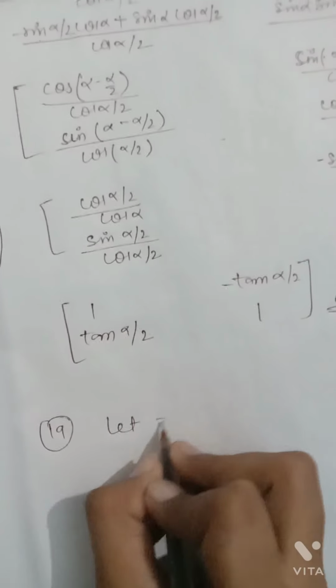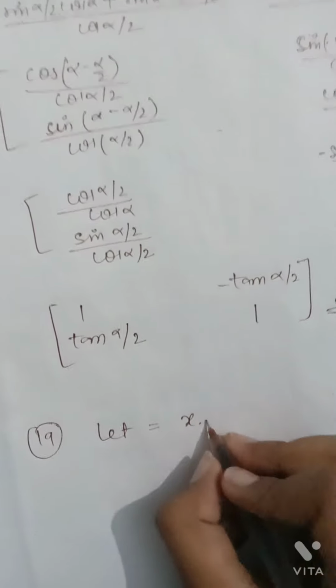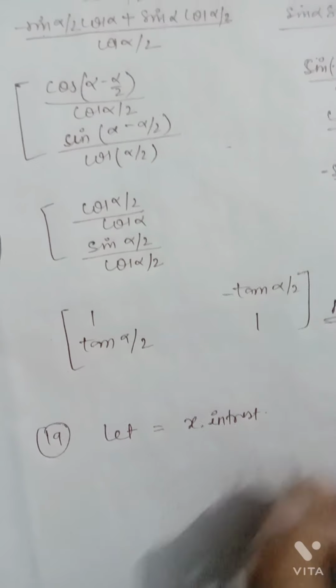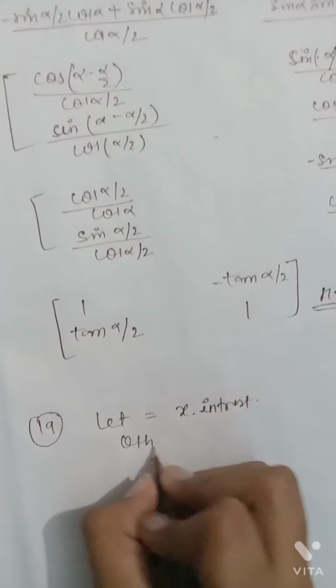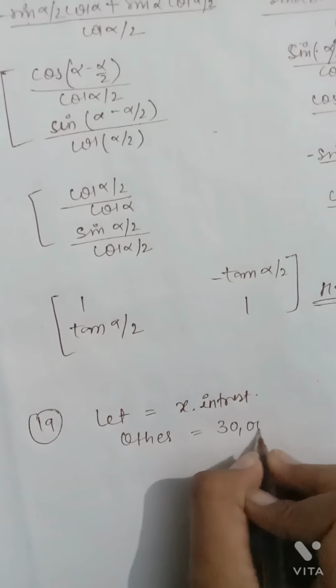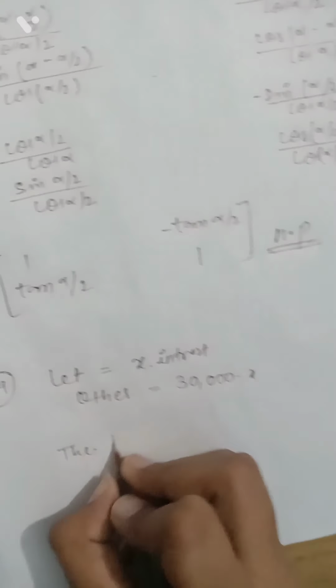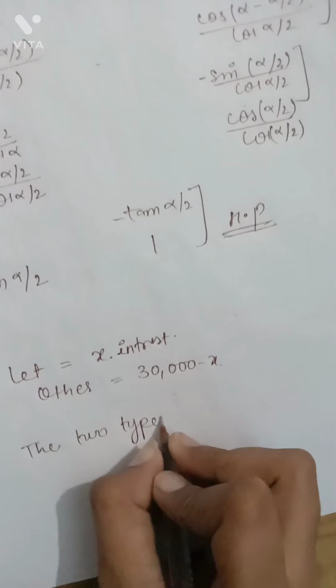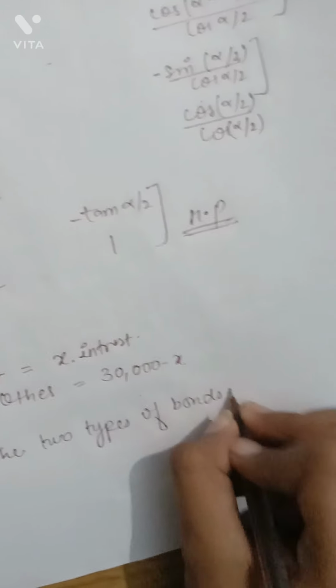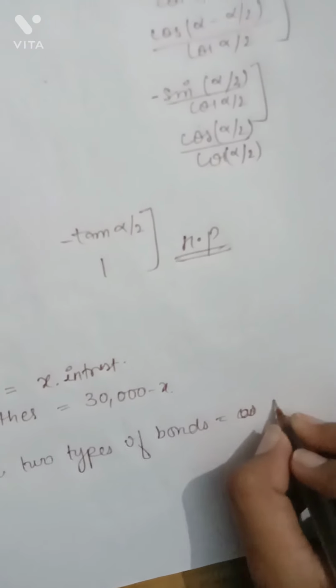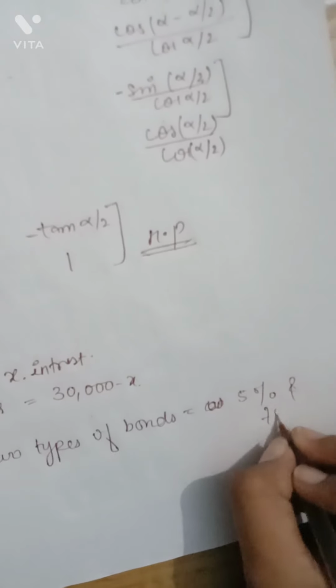So for question 19, let the amount invested in the first bond be X, and the other investment will be 30,000 minus X, in the two types of bonds, which are 5% and 7%. So I'll do the first part A, which is given as rupees 1800.